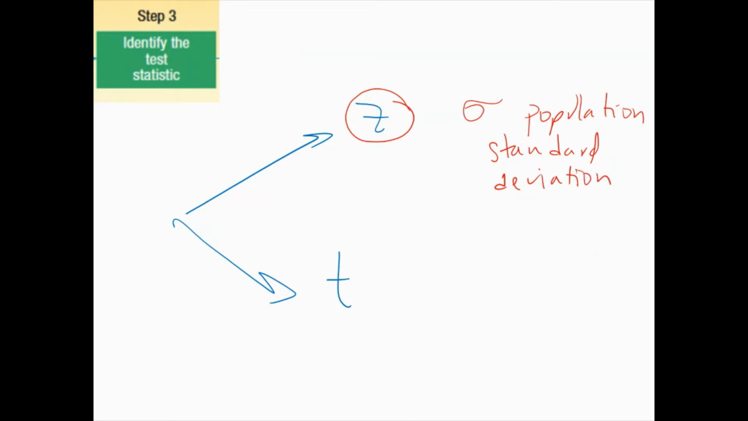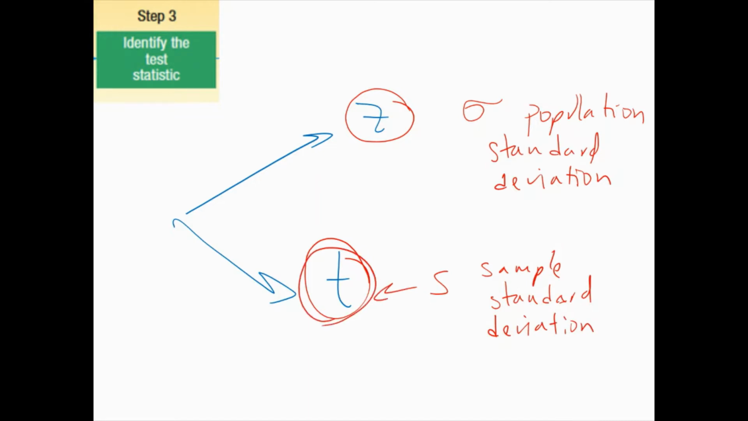Now, if they have not given you sigma, the population standard deviation, then they have given you S, the sample standard deviation. So if you have sigma, the population standard deviation, then we use the Z statistic. And if they have given you the sample standard deviation, then we use the T statistic. That's step 3.